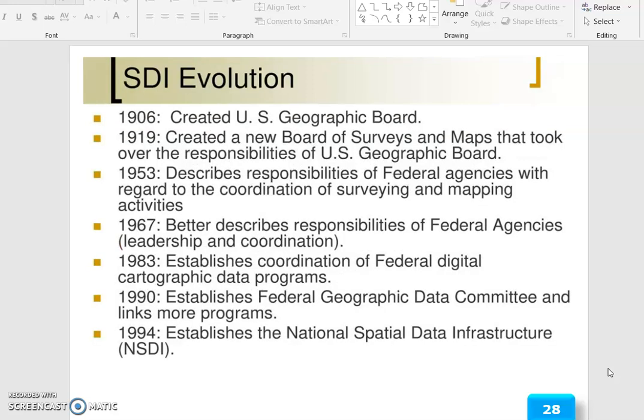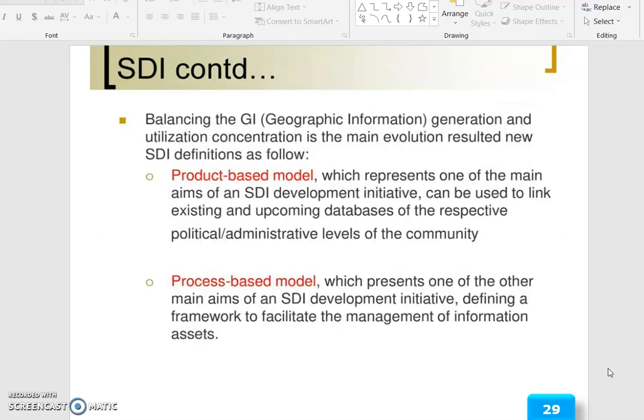In 1906 the US Geographic Board was created. In 1919 a new Board of Surveys and Maps took over the responsibilities of the US Geographic Board. In 1953, descriptive responsibilities were assigned to federal agencies. In 1967, better description of the responsibilities of federal agencies. Then in 1983, the cartographic data program. In 1990, more programs were established, in the committee and links. In 1994, the National Spatial Data Infrastructure was established.